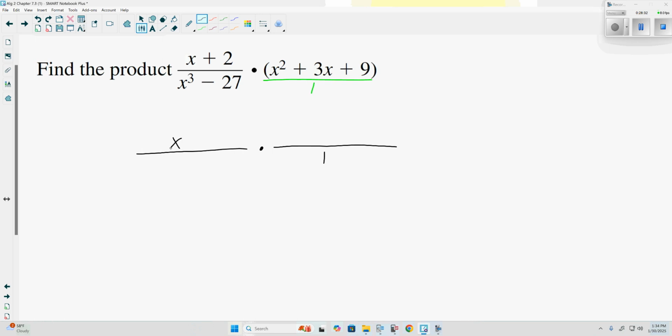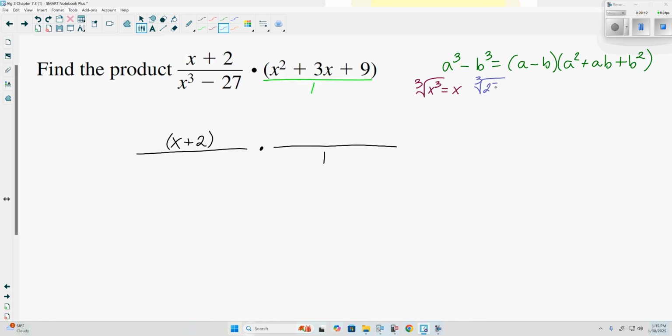Looking at the first one, the x plus 2, unfortunately, is not going to reduce. X cubed minus 27, difference of two cubes. Let's find our a and b. So the cube root of x to the third is going to be x. That's our a. And the cube root of 27 is 3. That would be our b for this here. So we can go through the other side plugging in a and b. A is x, b is 3. So a minus b for us here would be x minus 3.